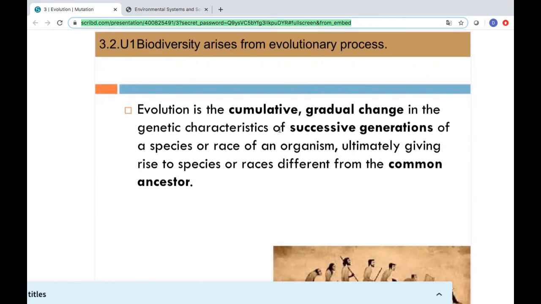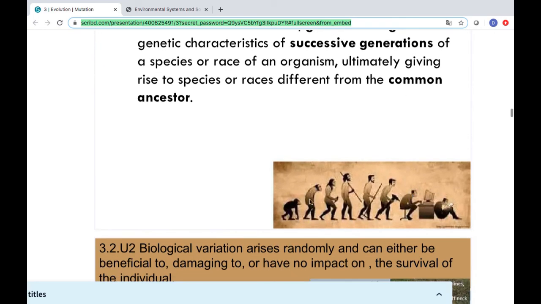Evolution is the cumulative gradual change in the genetic characteristics of successive generations of a species or race of an organism, ultimately giving rise to species or races different from the common ancestor. This is how humans have changed over time, right?